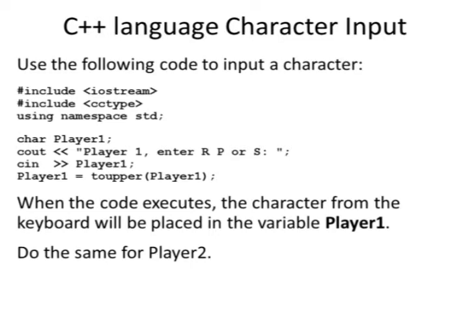Use cin to input from the keyboard and store it into player 1. Then, same thing, convert player 1 into uppercase. You need to do the same thing for player 2 if you're using the C++ language.